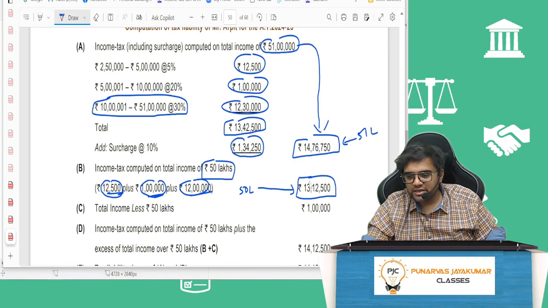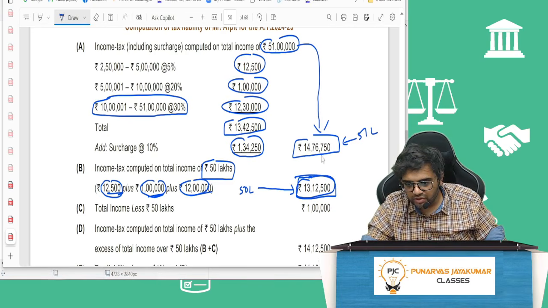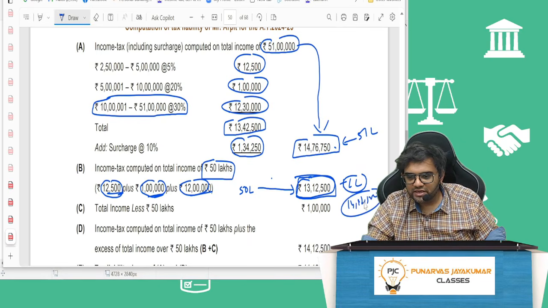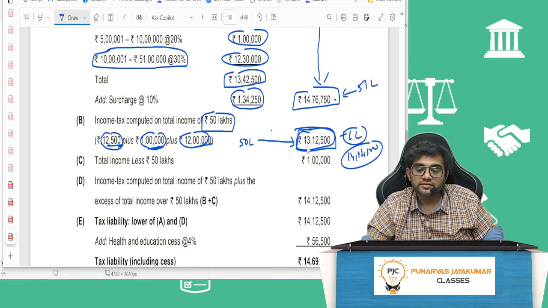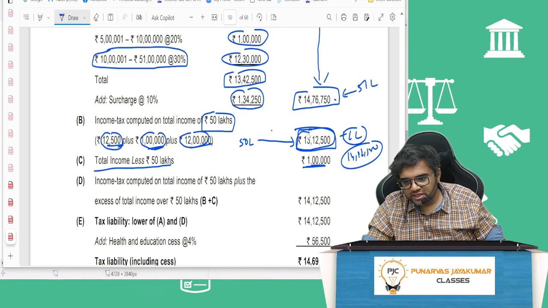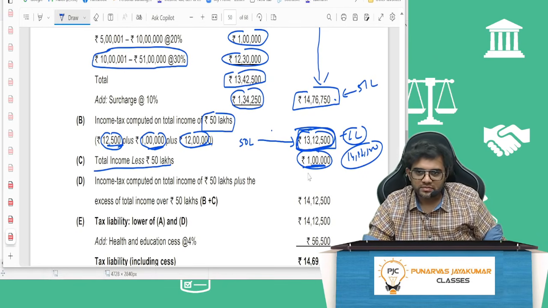I am telling Nirmala aunty, 13 lakh 12,500 I will pay. That extra amount 1 lakh you only keep, madam. I don't want. So I will still pay 13 lakh 12,500 instead of paying 14 lakh 76,750. That's the next point. Total income less 50 lakhs is 1 lakh. So I am telling you, please keep this 50 lakh tax plus you take this 1 lakh full amount. Please, I earned for you only. You take.